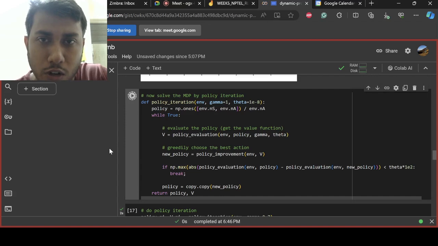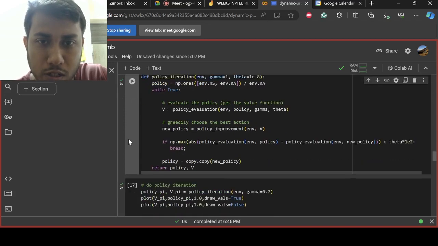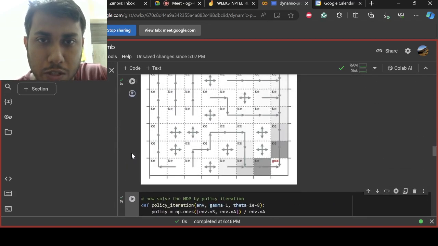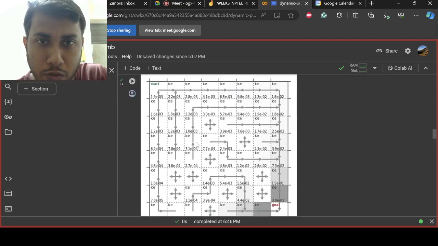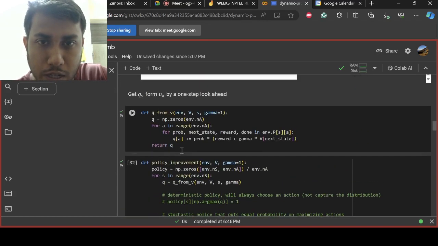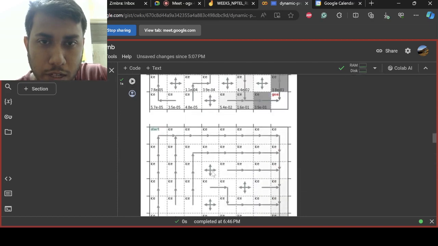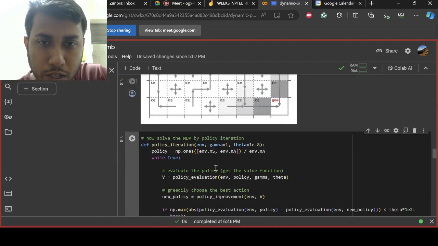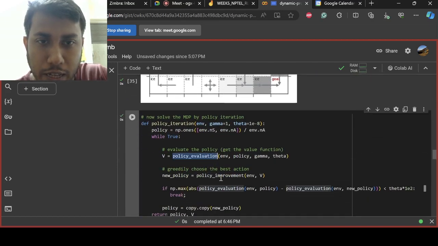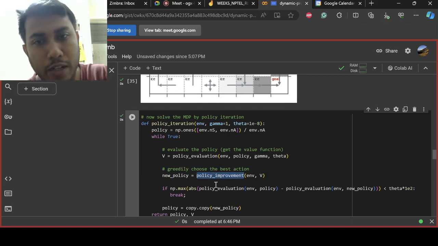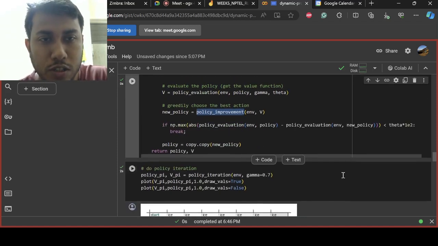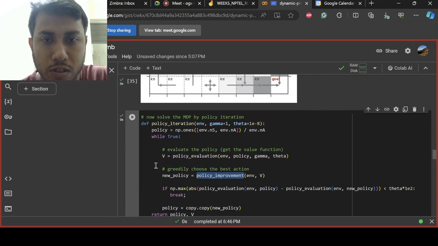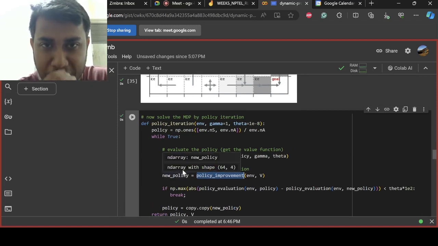Now let's solve it, completely solve it. Here it was only one grid step, so we will only show it for one step, right? Now we want to completely solve it. So what you did was you first evaluate and then call the policy improvement, and if there is no change, then again we will continue, right? That is what we have done here.